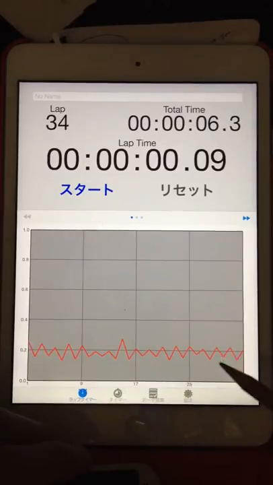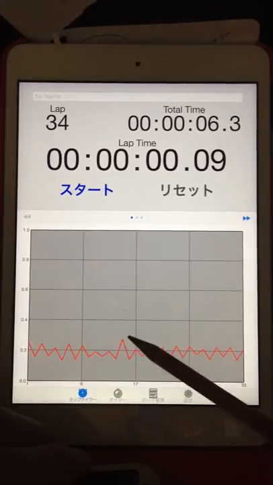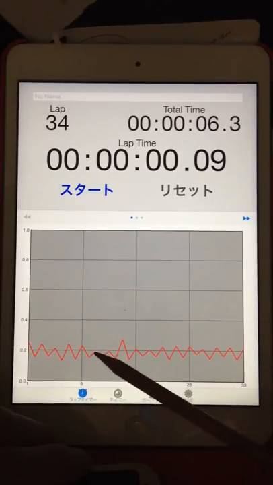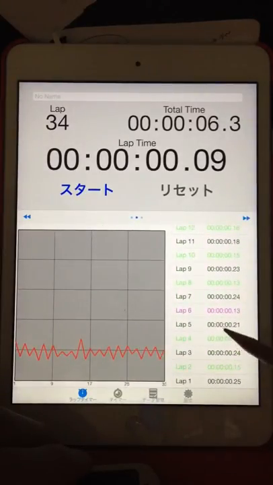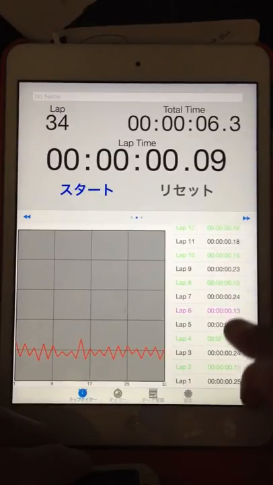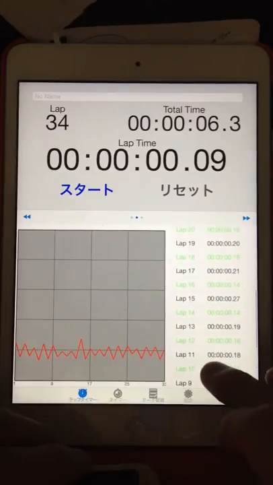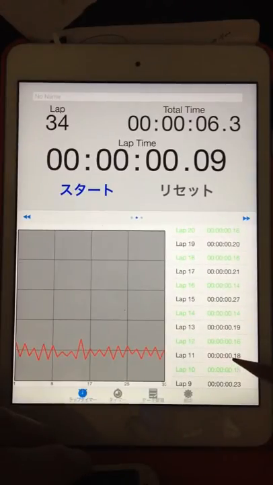Today, the strongest bounce and the weakest bounce are this. So, second bar: 1, 2, 3, 4. Second bar, lap 9. 1, 2.